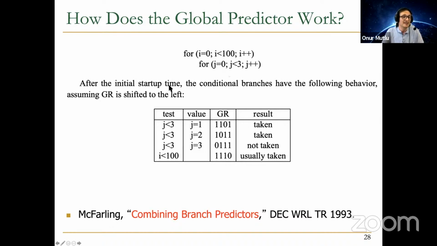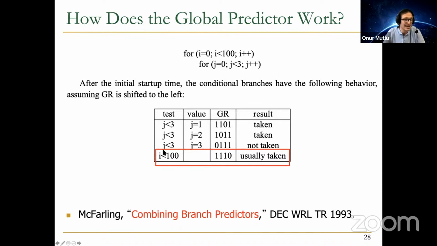So basically, after the initial startup time, the conditional branches have the following behavior, assuming the GR, or global history register, shifted to the left. So let's take a look at this last branch over here. After the inner loop is executed at least once, you test I equals 100, and the previous branches that tested J are actually taken, not taken, and the branch before that was actually taken, which is the loop branch, the outer loop branch. So basically, your global history for 4 branches should be taken, not taken. So you can see the not taken one over here, 0, taken 1, 1, taken 1, 1.